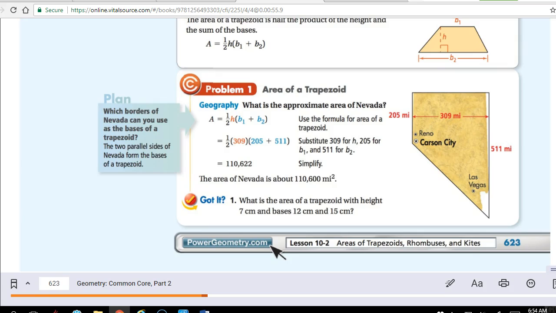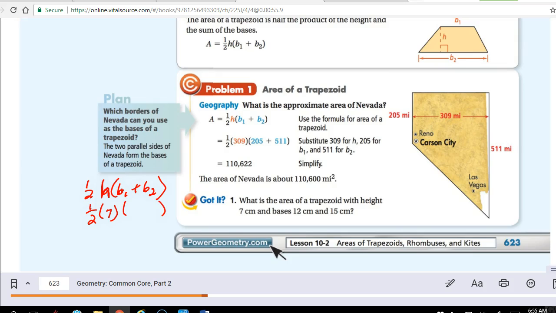110,600 square miles. Okay, what is the area of the trapezoid with a height of 7, and bases of 12 and 15? So again, I'll write it out here, but it's simply 1/2 the height times base 1 plus base 2. So it's going to be 1/2. The height is just given to us. We're not even looking at a picture. So I'm just plugging in where it belongs.